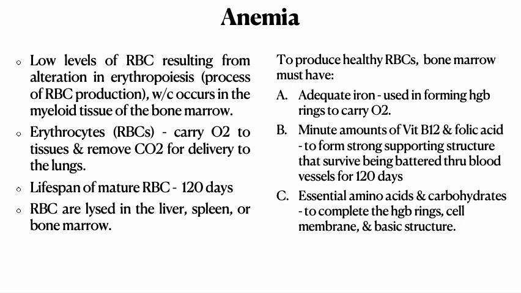Before we proceed into the different drugs used to treat anemia, we will first have a quick visit to anemia. Anemia is low levels of RBCs resulting from alteration in erythropoiesis, or the process of RBC production, which occurs in the myeloid tissue of the bone marrow. Erythrocytes or RBCs carry oxygen to tissues and remove carbon dioxide for delivery to the lungs. The lifespan of a mature RBC is 120 days, and these RBCs are lysed in the liver, spleen, or bone marrow.